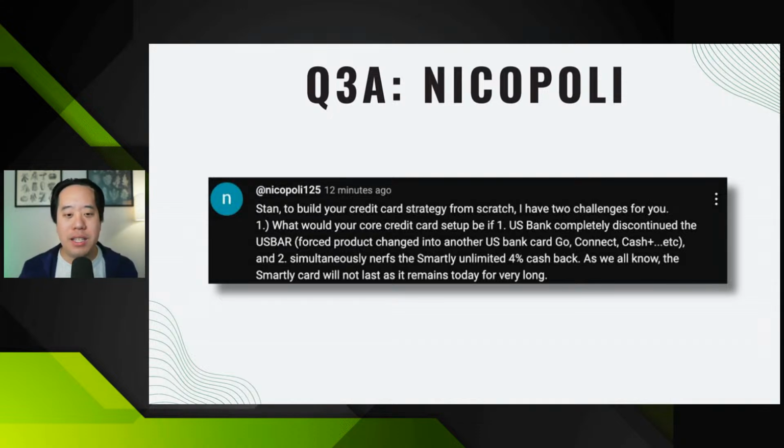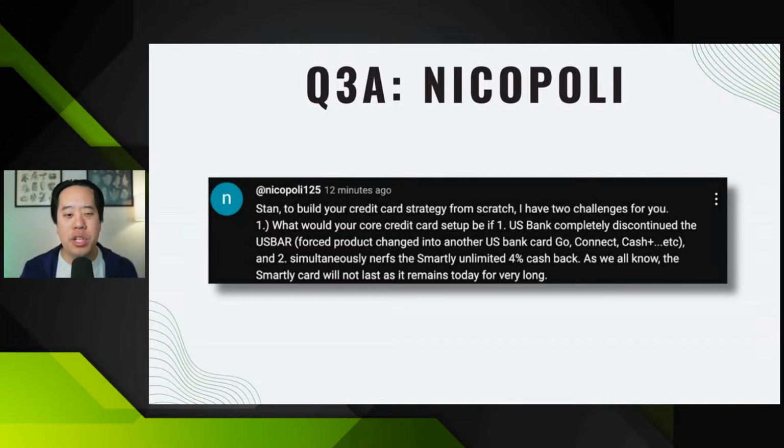Nicopoly says, Stan, he's challenging me to build my credit card strategy from scratch, and he has 2 challenges, and this is related to the US Bank Smartly situation. What would your core credit card setup be if, 1, US Bank completely discontinued the US Bank Ultra Reserve or forced a product change into another US Bank card like Go, Connect, Cash Plus, etc., and 2, simultaneously nerfed the Smartly Unlimited 4% cashback?